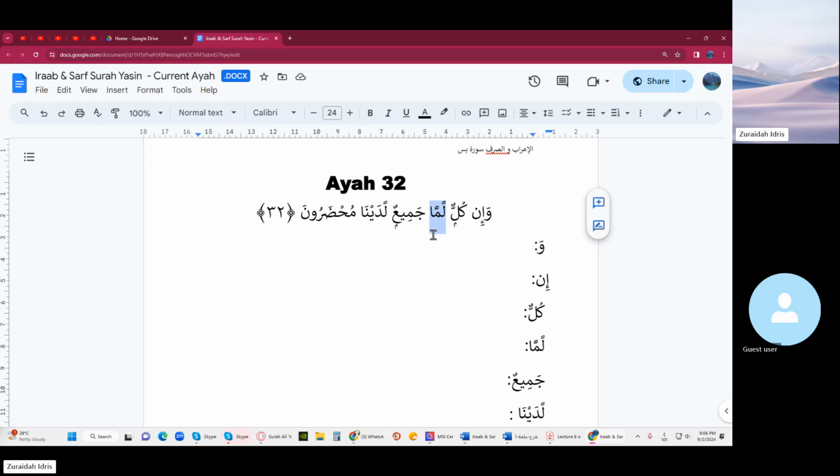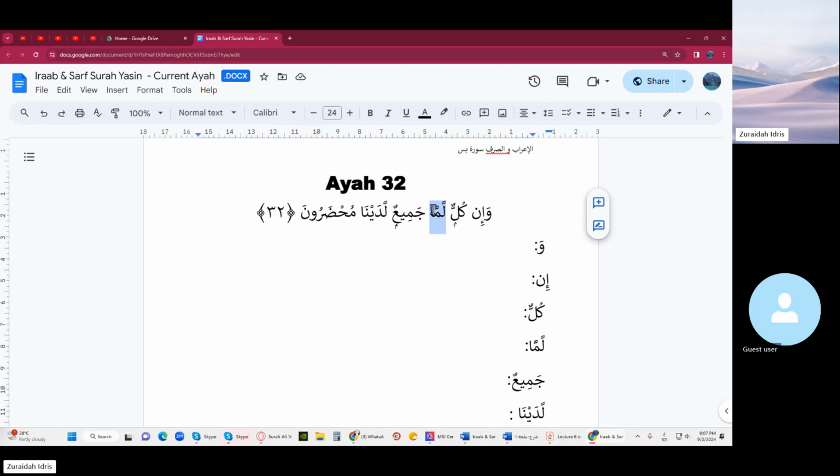Now, lamma is one of your huroof jazim, that makes your mudari' lightest. But in this case, it's not that. Its function is not to make a mudari' lightest, because as you can see, there's nothing here to make lightest. So this is one tip. When you see lamma and you don't see any fi'il, this lamma is not the lamma that you know as jazim. Its function is different.